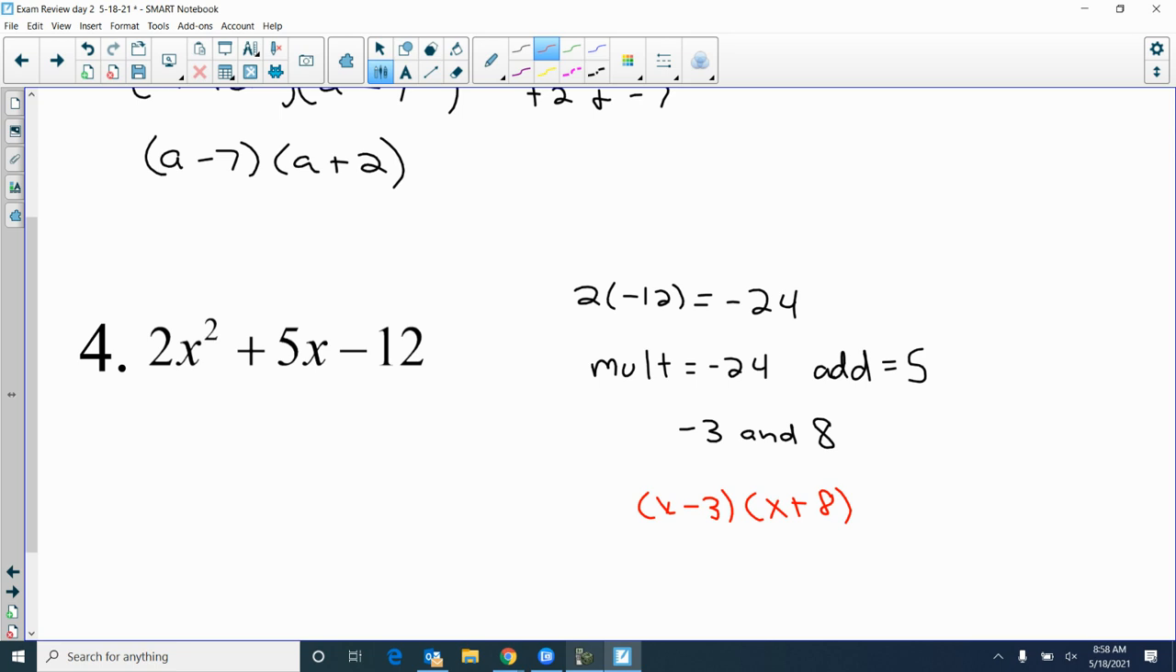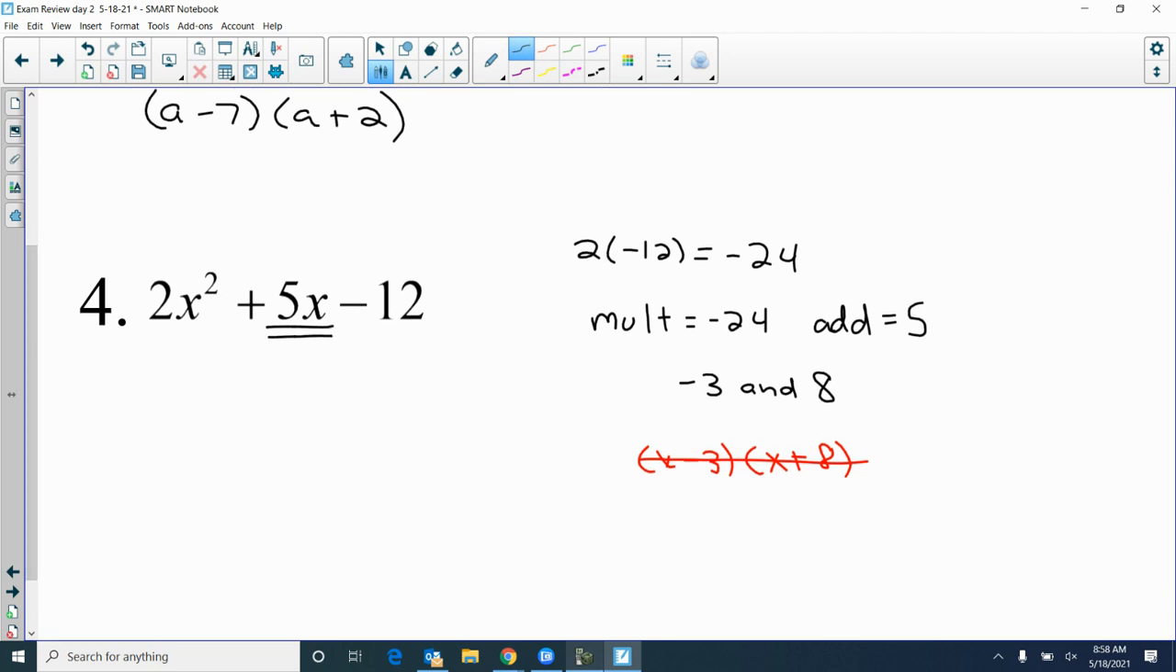So remember, this is what we did from this point here, and this is a good one for your note card. This is where we replace the 5x with those two numbers, and we rewrite it as 2x squared minus 3x plus 8x minus 12. And then we do factor by grouping, which is why grouping is so important, because it helps us solve these problems. You forget that step and you end up blowing the whole thing up.